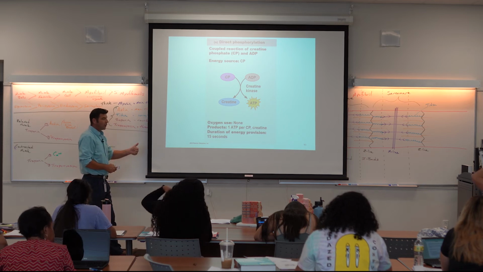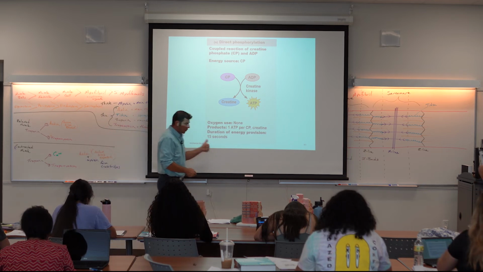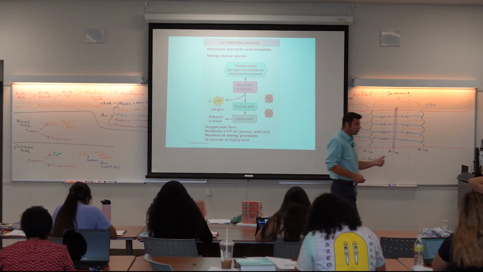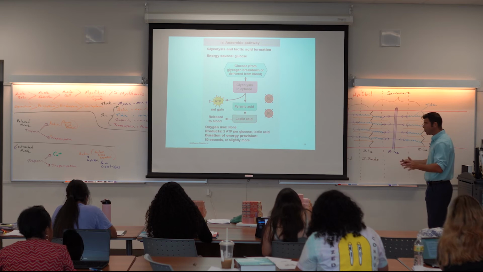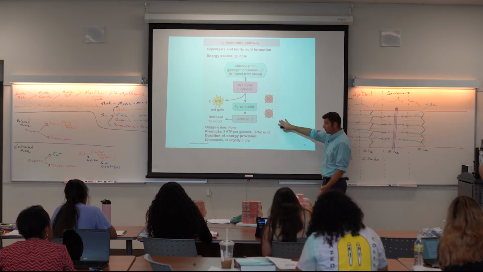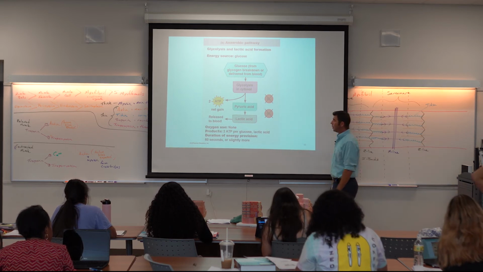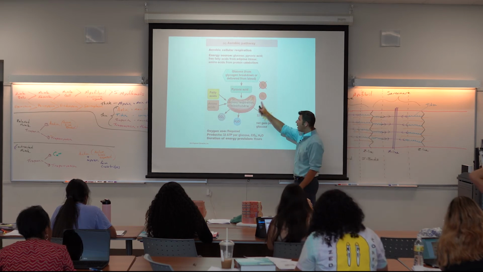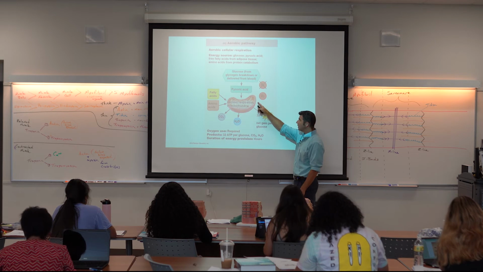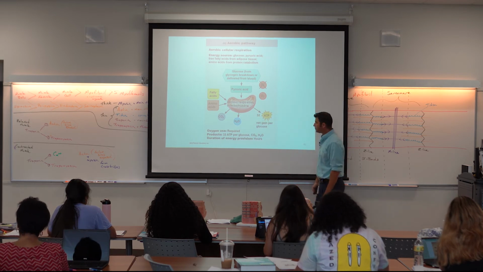So direct phosphorylation of ADP is one way to create new ATP. Karate chopping glucose molecules is another quick way of making ATP. Neither one of these requires oxygen or much time at all. But to get to the large amounts of ATP, we're going to need mitochondria, and we're going to need oxygen present. So that, again, takes a little bit of time.